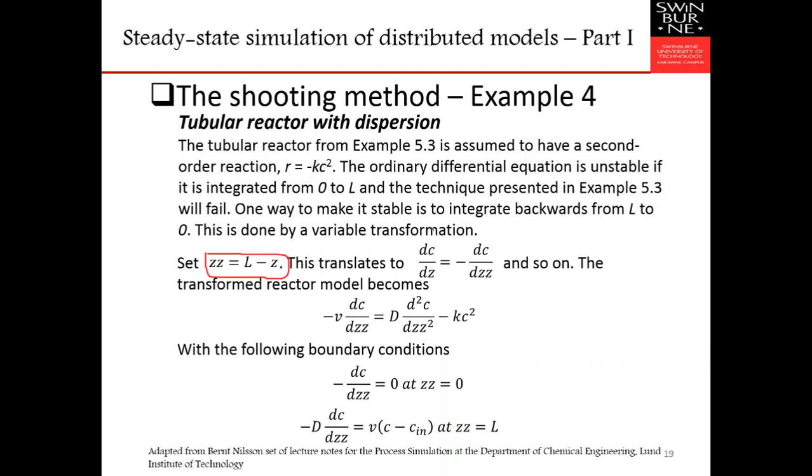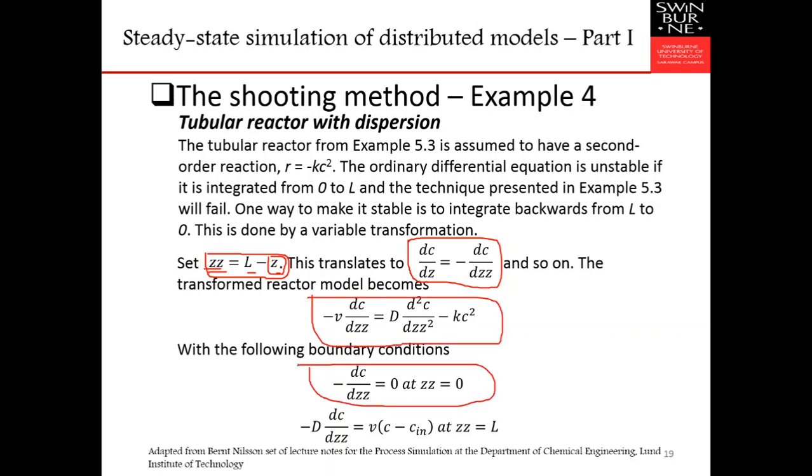So here we are using a variable called zz, which is L minus Z. In our previous example we were using Z. In here, we are using the other direction around: zz is equal to L minus Z. Then we can translate this to this, and our transformed reactor model becomes this, with the boundary conditions also modified into this.